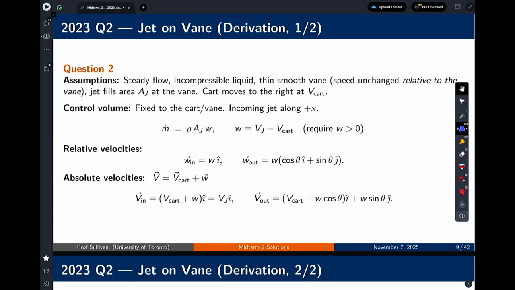So steady flow, incompressible liquid, thin, smooth vane, speed unchanged relative to the vane. The jet fills the area at the vane. The cart moves to the right at V cart. There's a control volume, which is going to be fixed to the cart and vane, so you're just following along.